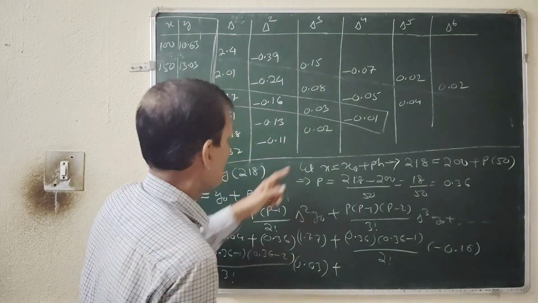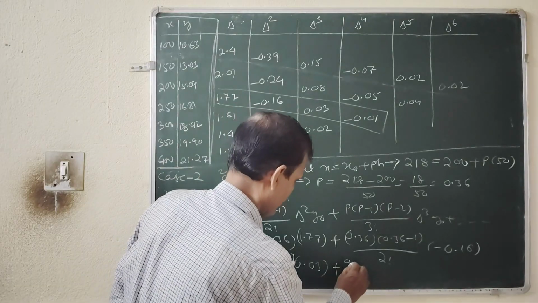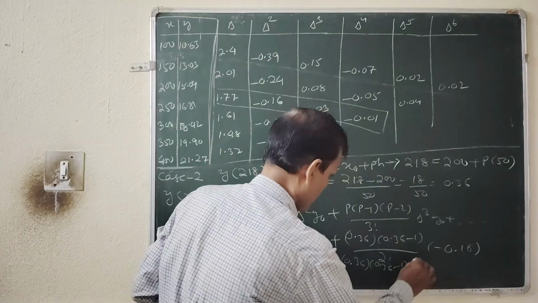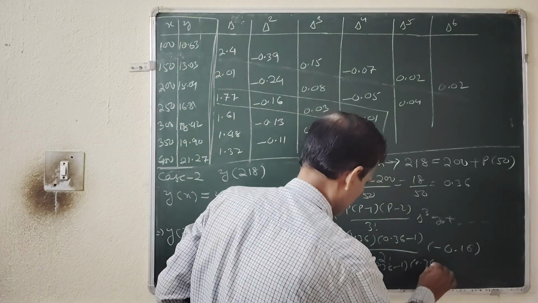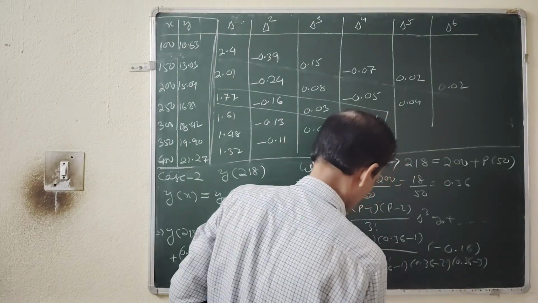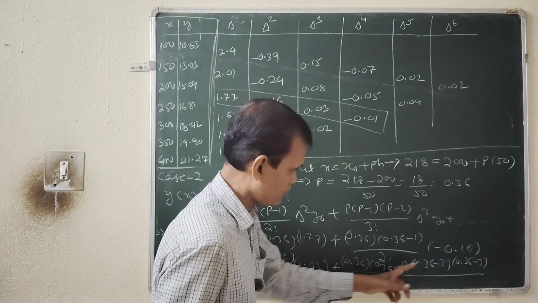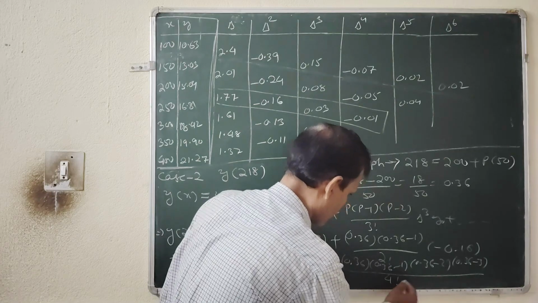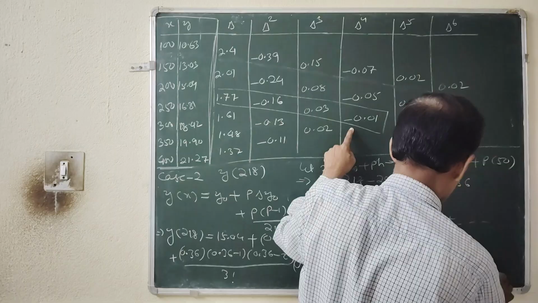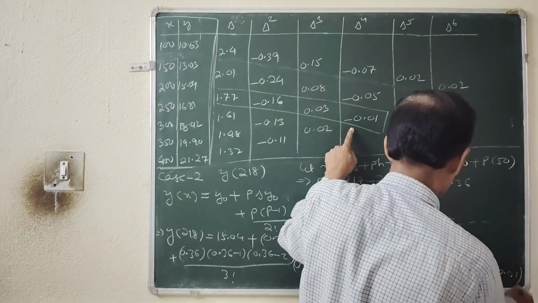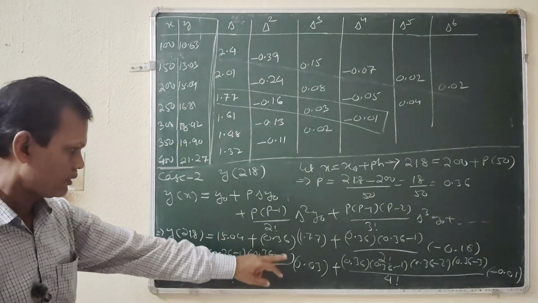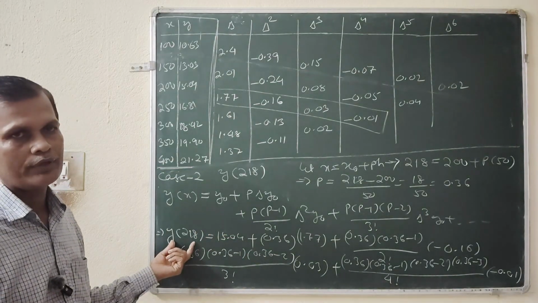Then plus another term we have to write, that is 0.36 into 0.36 minus 1 into 0.36 minus 2 into 0.36 minus 3, divided by how many terms? 1, 2, 3, 4. So you write 4 factorial. Then you consider delta 4. Delta 4 is minus 0.01. Now the problem is over. So you calculate this part. Whatever result you get will be the value of y of 218.